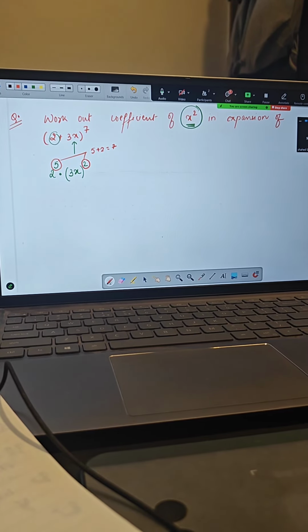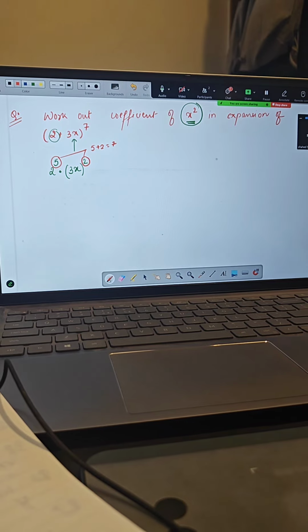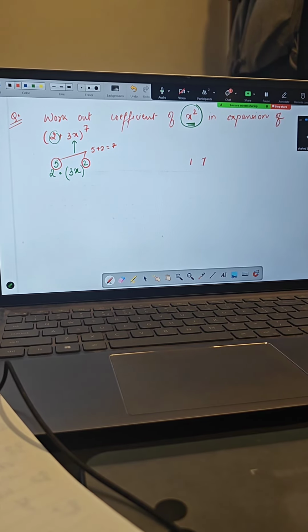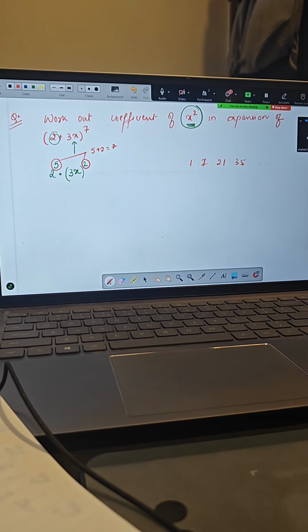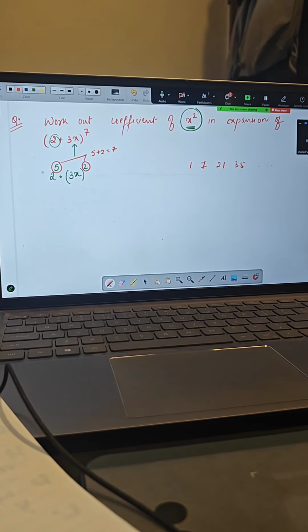Now, if you remember for 7, again you need to figure out the Pascal's triangle, of course. So for 7, it is, I think, 1, 7, 21, 35, and so on. Now, you have to figure out which term this is, like whether it is the first term or the second term. I mean, what will be the coefficient here?